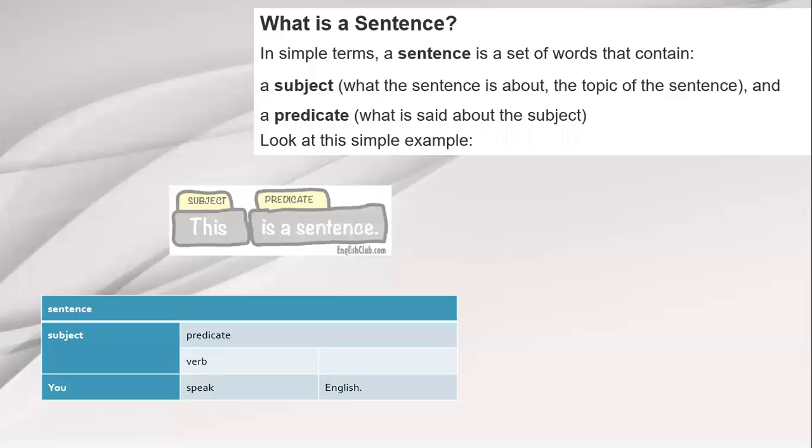So let's go back. What on earth is a sentence? And long ago, back in the day, you learned this. Wow, that is really hard to read. I'm sorry.